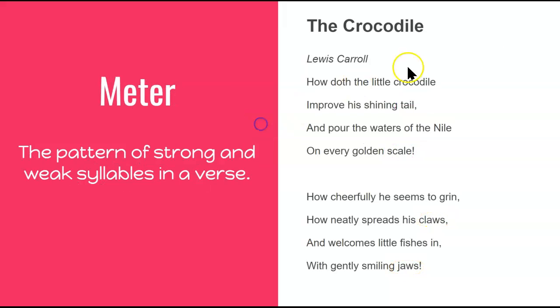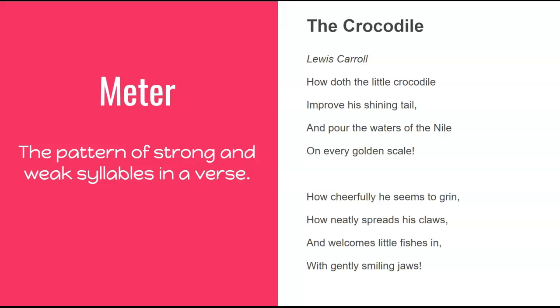All right, let's look at our next element here. So meter is the patterns of strong and weak syllables in a verse, okay? So thinking of syllables, when I'm thinking of syllables, I use clapping methods to help me get the syllables for each of my words. So for the first verse in The Crocodile, I'm going to clap out each syllable. So thinking of the word how. When I say the word how, how many syllables does it have in it? How, how, how has one syllable in it, okay?